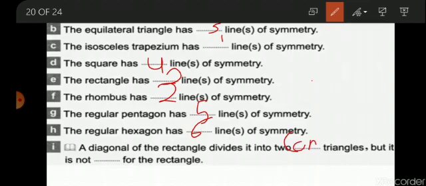A diagonal in a rectangle divides it into 2 congruent triangles, but the diagonal is not considered a line of symmetry. It is a line, but it isn't a line of symmetry.